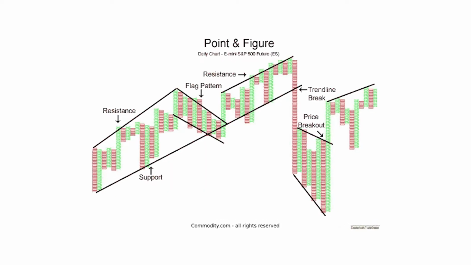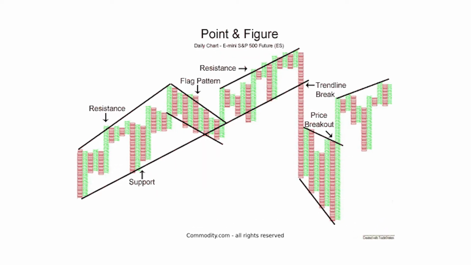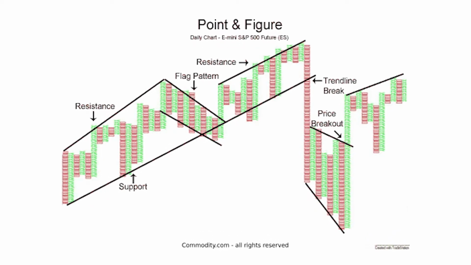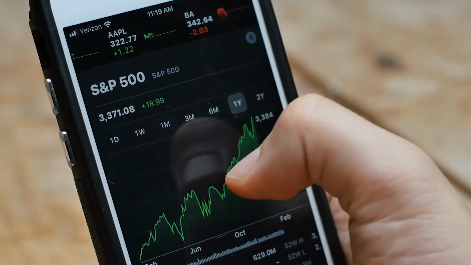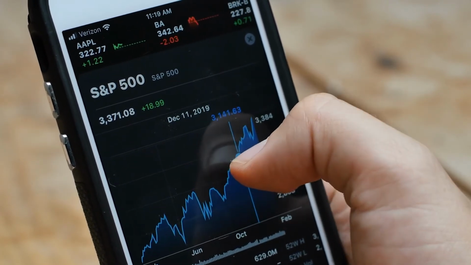The second chart is a point and figure chart. Unlike a time-based chart, this chart depicts price changes in direction. The X's indicate price increases, while the O's represent stock price decreases.